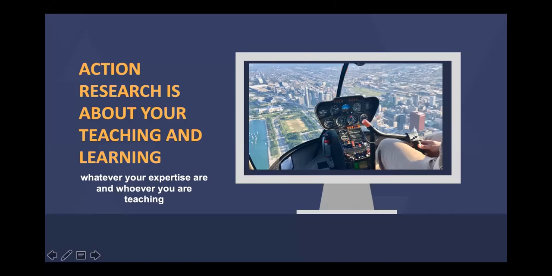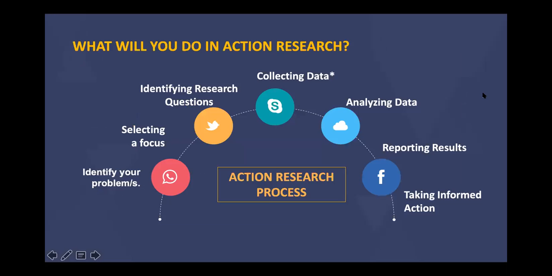Sebenarnya saya rasa masalah kita adalah untuk mendapatkan topik nak buat paper. Tetapi sebenarnya the research paper, alright, can be datang daripada kelas kita sendiri. Kita dah expert dalam kita punya content, tetapi kita can help student to learn, then that is also one of the expertise yang kita kena cater sebenarnya. Alright, so action research is about your teaching and learning. Whatever your expertise are and whoever you are teaching. So mungkin bukan student you, mungkin juga you nak mengajar orang lain and so on. Yang itu juga boleh jadi action research.